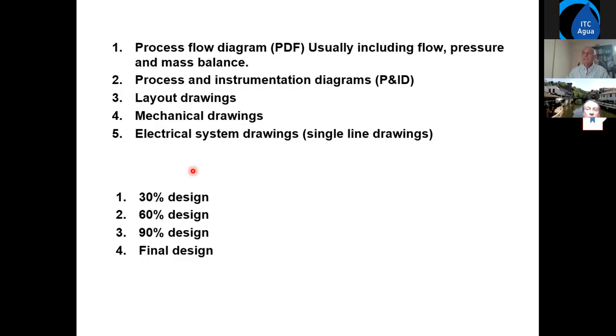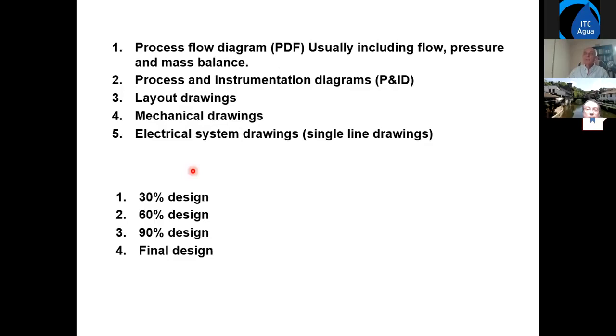The next level is layout drawings. Layout drawings show the layout on the floor of the plant. So we see the trains, we see the piping, we see how everything is related to each other on the floor plane. And then there are mechanical drawings. Mechanical drawings are 2D or 3D drawings of all the equipment, so that we can really have a three-dimensional visualization of the plant. Electrical system drawing is a single line drawing showing the electric loads in the system.